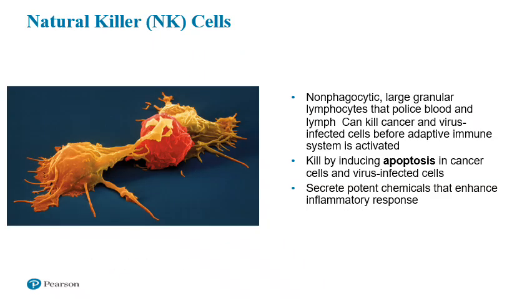Okay, I mentioned already natural killer cells. It's one of my favorites because cancer is really prevalent nowadays. They are non-phagocytic. They are large granular lymphocytes. They police the blood and the lymph, and can kill cancer cells and virus-infected cells before the adaptive immune system is even activated. They kill by inducing apoptosis.